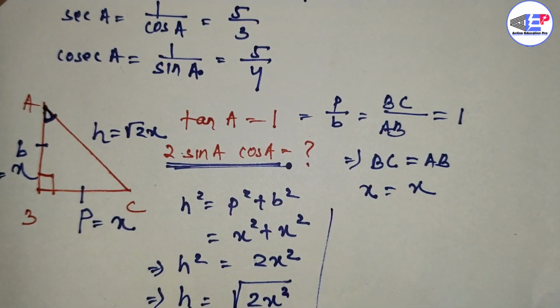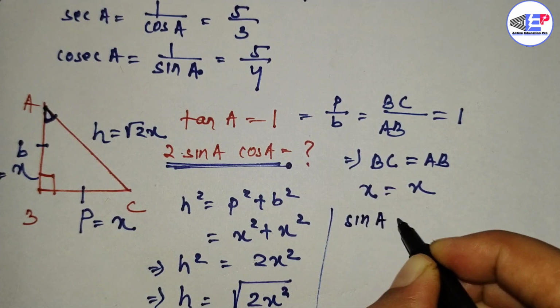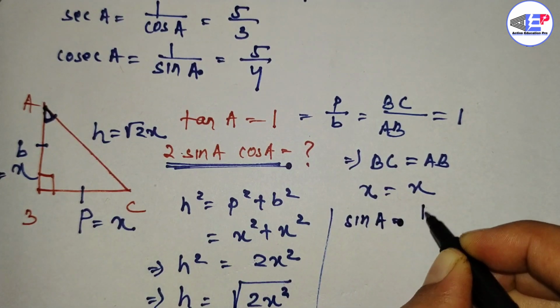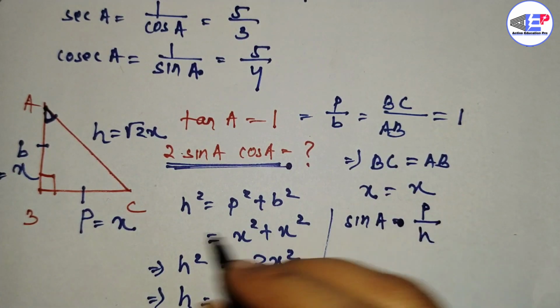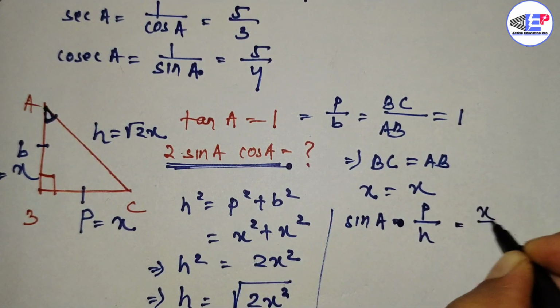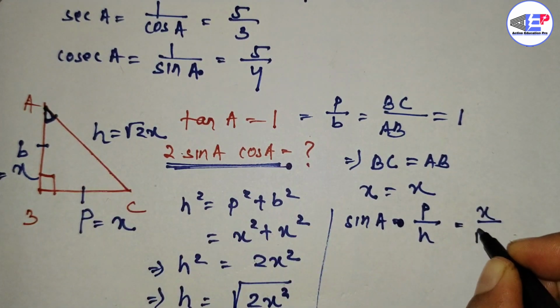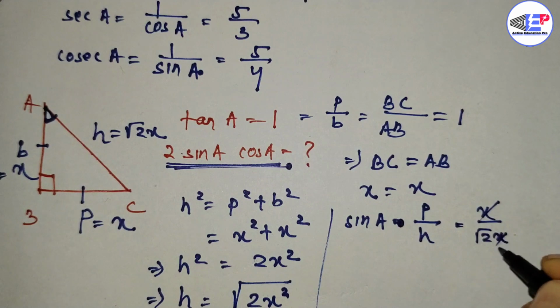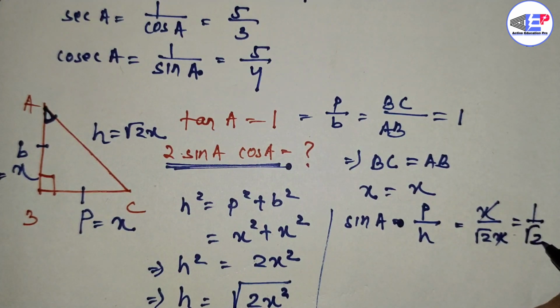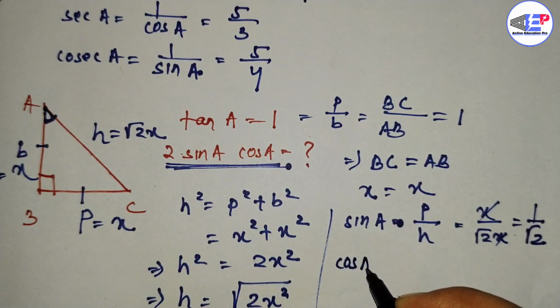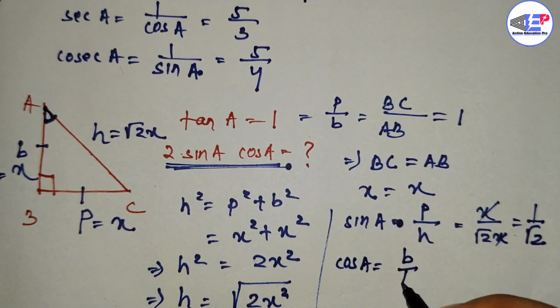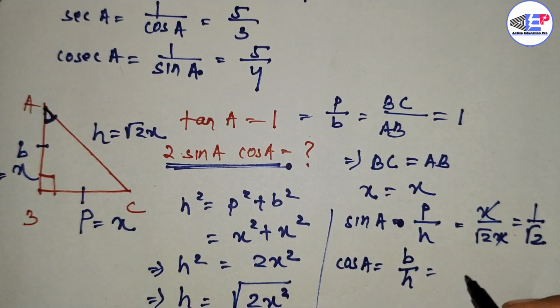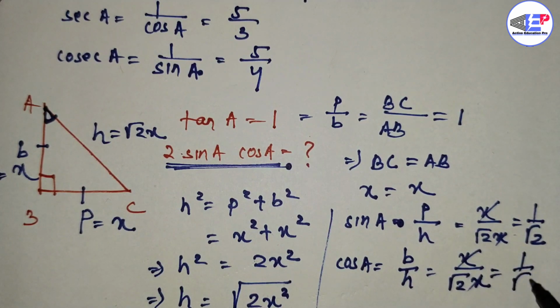Now sin A. Sin A is the ratio between P by H. Here P is x and H is root 2 x. So x cancels, 1 by root 2. Similarly, cos A will be B by H. B is x and H is root 2 x. x cancels, 1 by root 2.